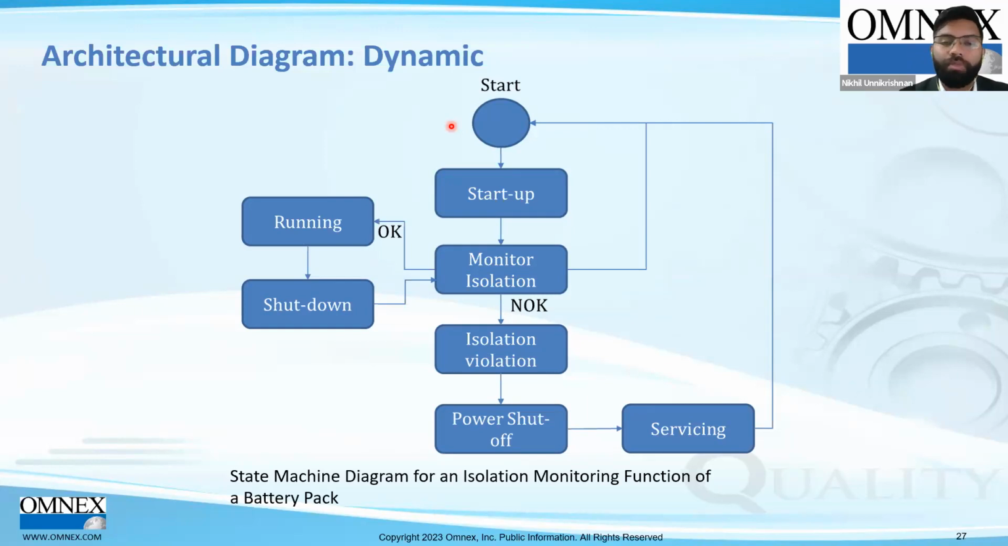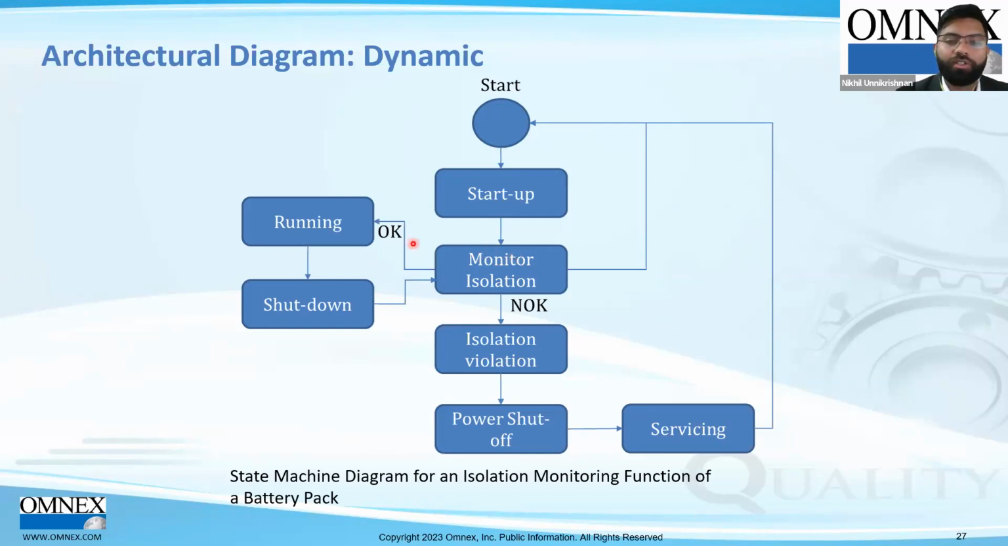So for example, here we're talking about a state machine diagram for an isolation monitoring function of a battery pack. So it starts, then it goes into the startup state, and then in the startup condition, it first checks for monitoring of isolation. So in an electric battery pack, you want to make sure the isolation is working first before all of this starts up, right? Because again, we're talking about high voltage scenarios, and you don't want safety related issues taking place. So that's an initial check that is performed as you start up the vehicle.